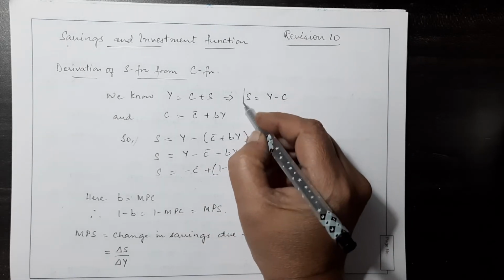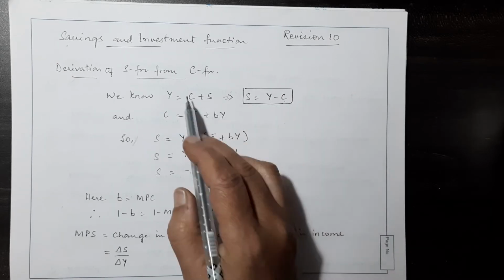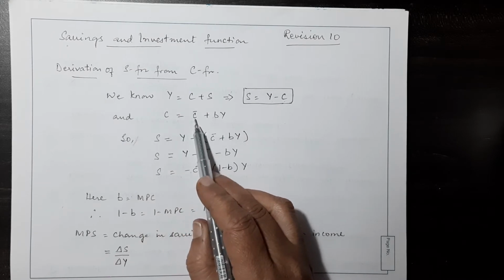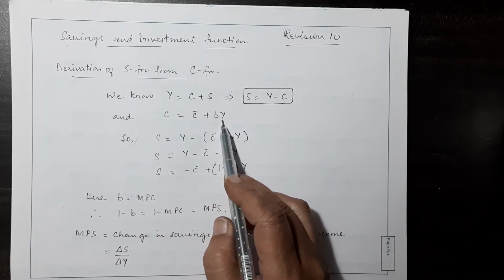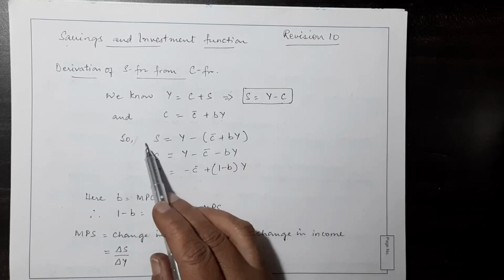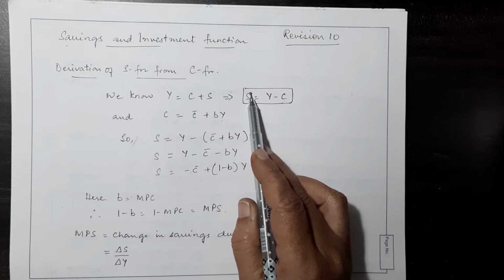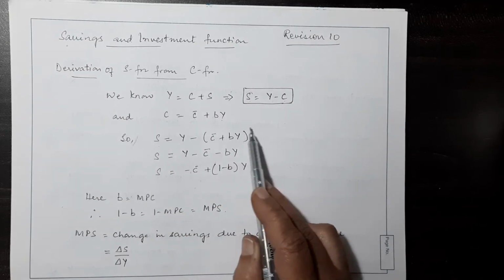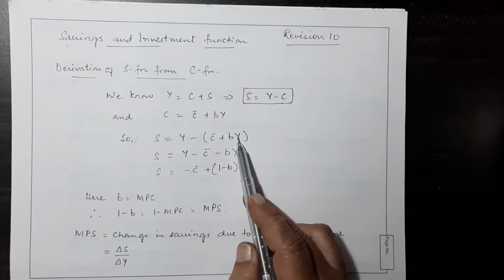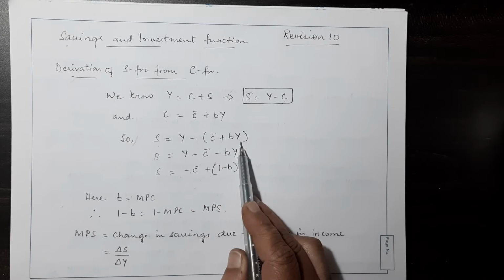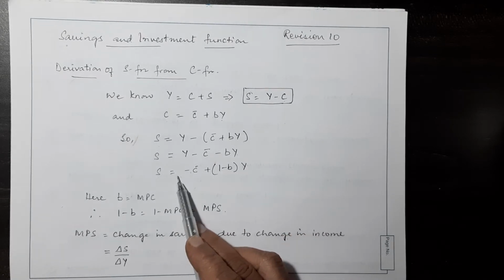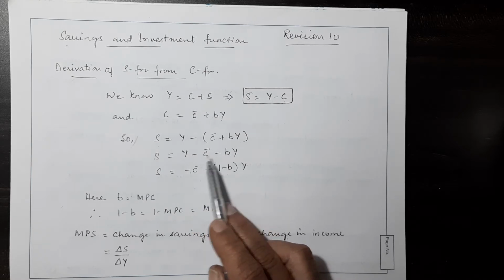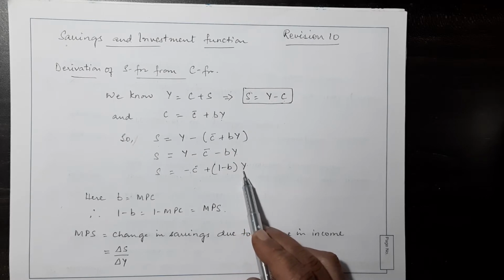This is very obvious and very important for us now because we are going to derive the savings function. And we also know that consumption is equal to autonomous consumption plus induced consumption from our previous revision. So saving is equal to income minus, instead of consumption we substitute C bar plus bY. So from here we get the savings function is equal to minus C bar plus (1 minus b) into Y, since Y minus bY can be written as (1 minus b)Y.